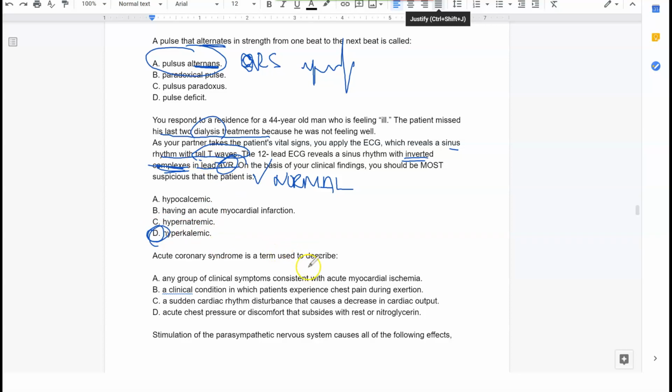Acute coronary syndrome is used to describe any group of clinical symptoms consistent with an acute myocardial ischemia. Maybe, I'll hang on to that. Clinical condition in which patients experience chest pain during exertion. No, that's pretty specific. A sudden cardiac rhythm disturbance that causes a decrease in cardiac output. No. Acute chest pressure or discomfort that subsides with rest or nitroglycerin. Now that's stable angina.